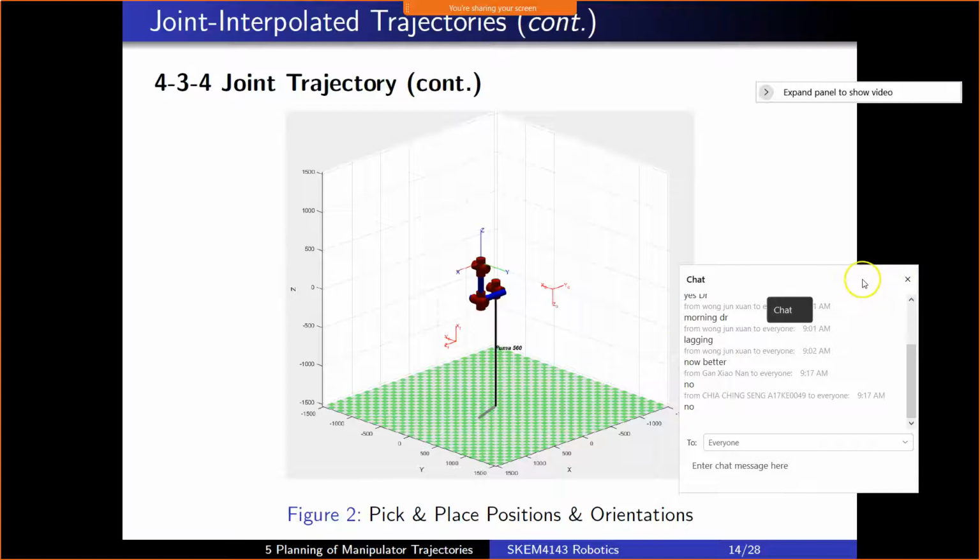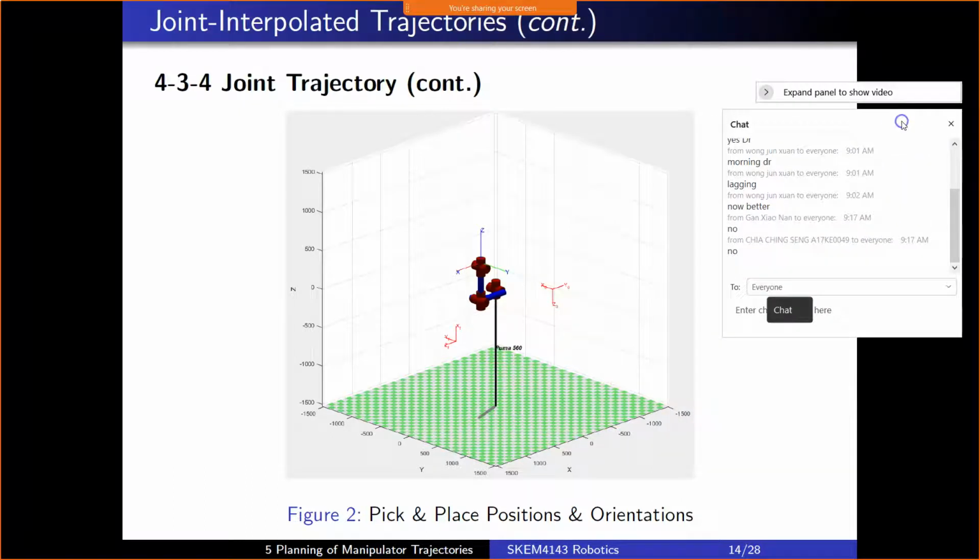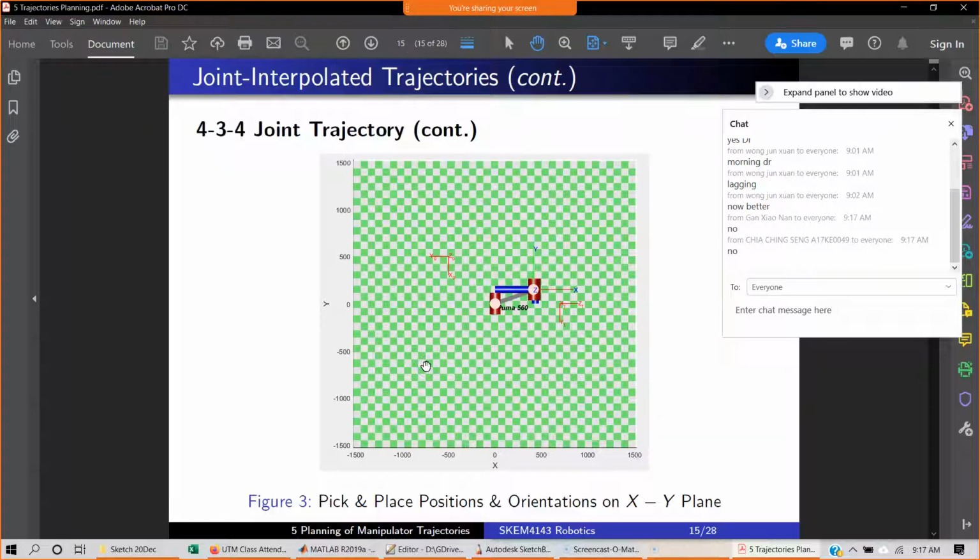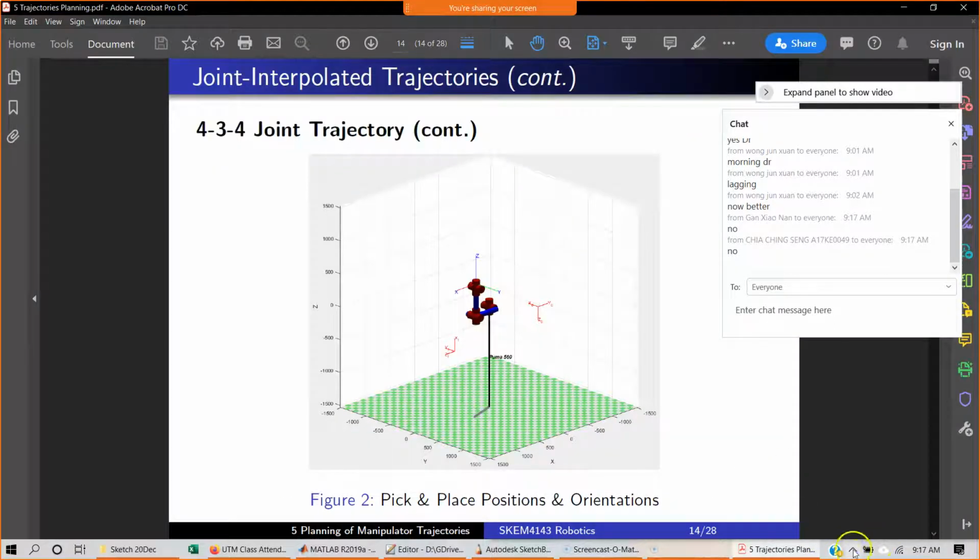Okay. I will try to explain the question further. Right. So for that, I need to copy this figure.